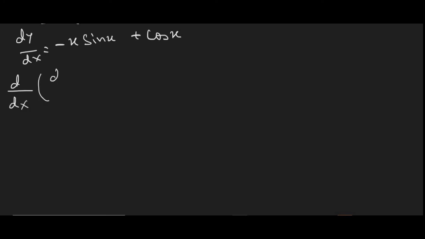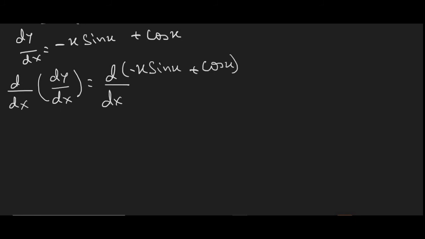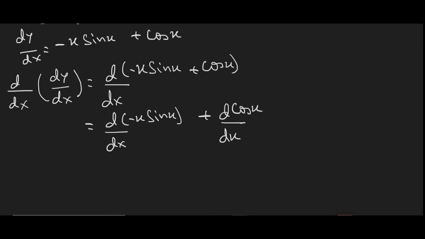Now taking the second derivative, we write d by dx, which represents that we are again taking the derivative. d2y by dx square is equal to d by dx of minus x sin x plus cos x. So d by dx minus x sin x plus d by dx cos x. Now for this minus x into sin x, we are going to use the product rule.